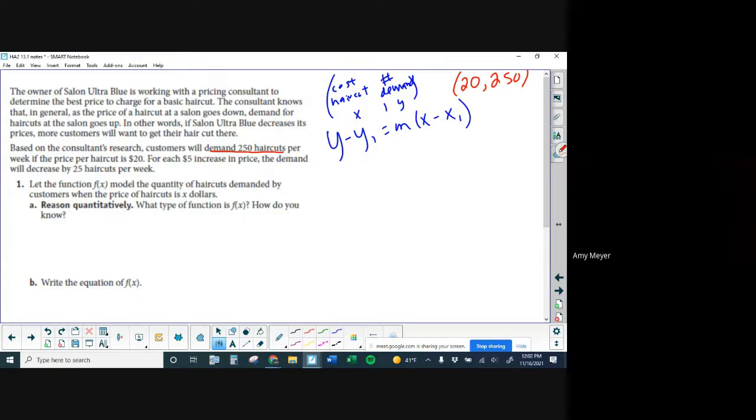They could have said, if you charge $10, there will be 80 people that need a haircut. Whatever they give you, write that down as your point. If the cost is 20, 250 people will need their haircut. Now I need to find the slope. Remember, slope is the change in y over the change in x.